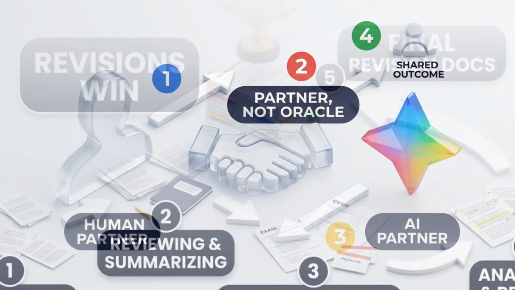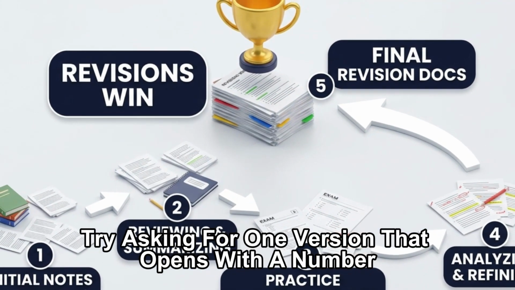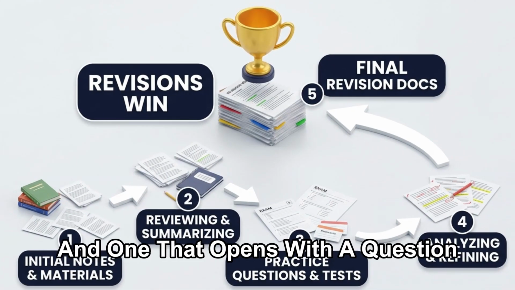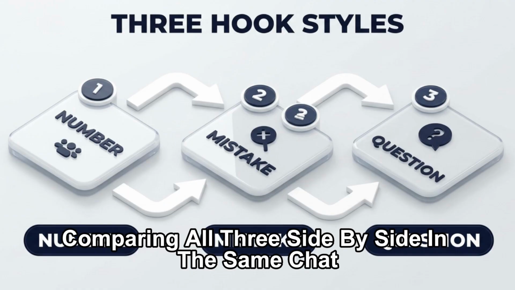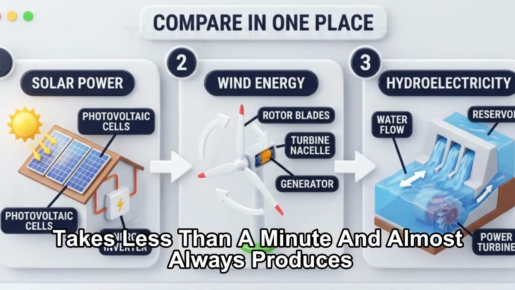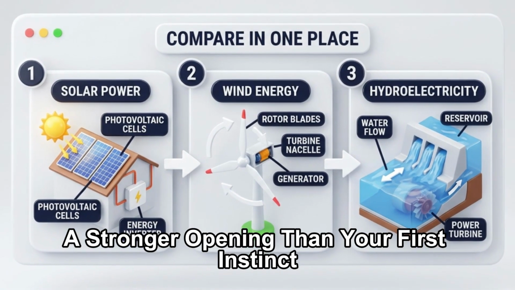on the first try. Try asking for one version that opens with a number, one that opens with a mistake, and one that opens with a question. Comparing all 3 side by side, in the same chat, takes less than a minute and almost always produces a stronger opening than your first instinct.